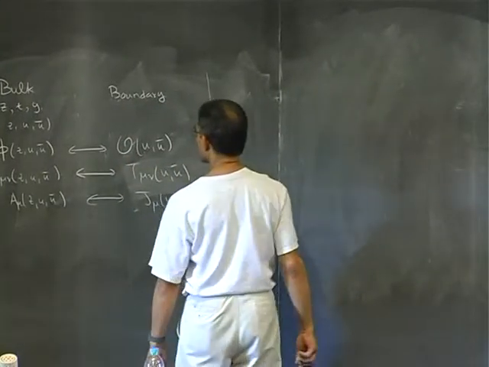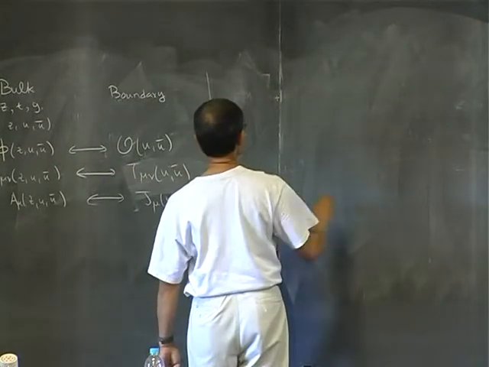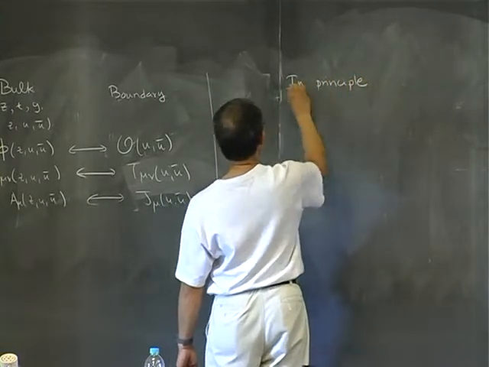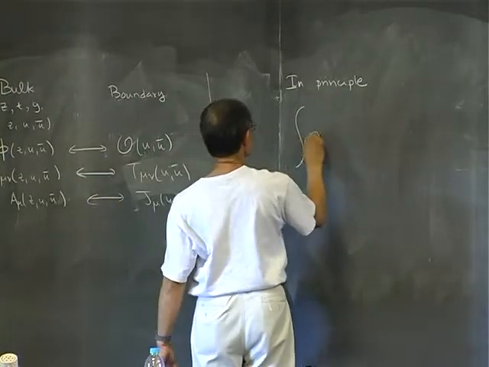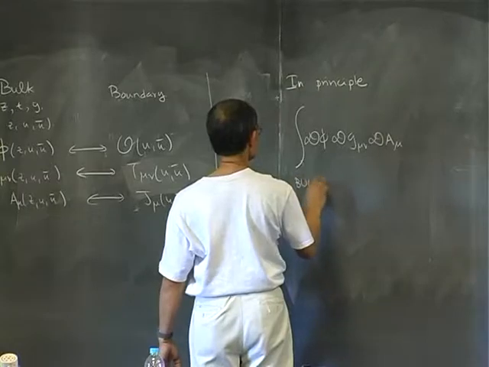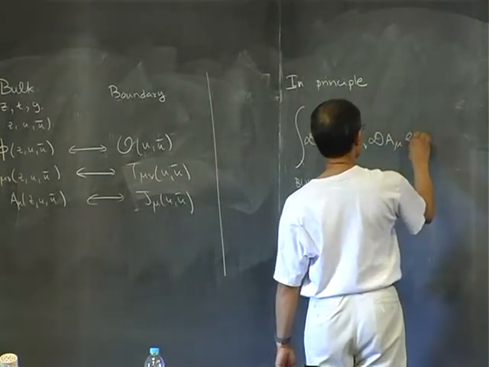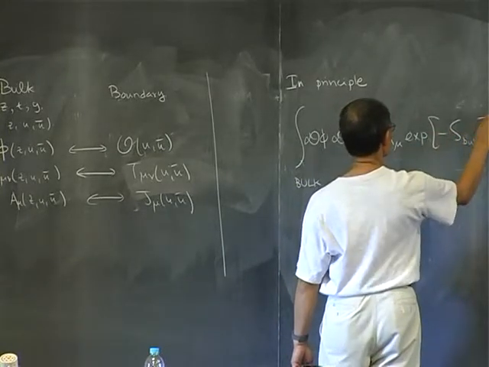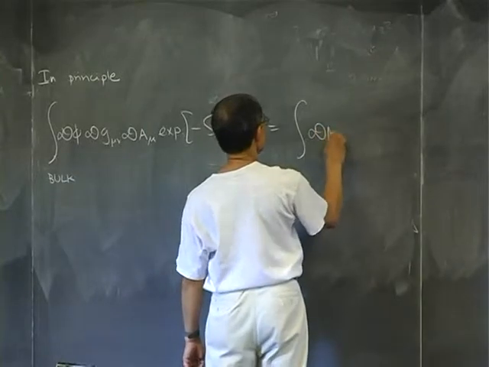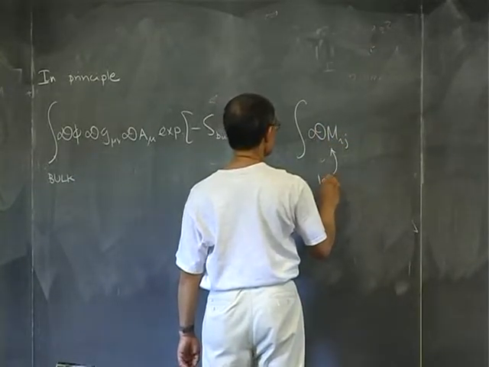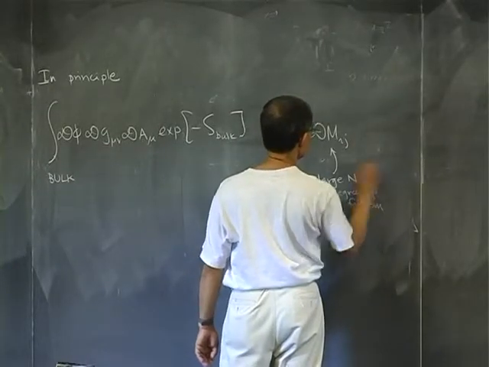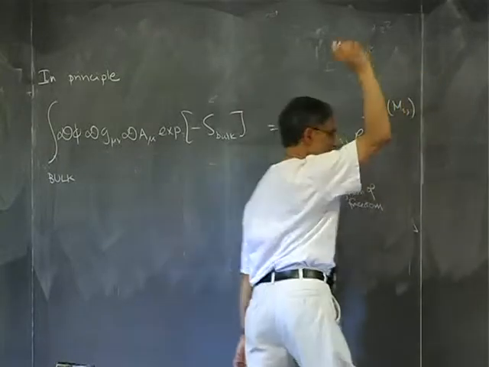What you are supposed to do is to calculate the path integral. In principle, you are supposed to calculate the path integral over all these fields d phi, dg mu nu, dA mu. This is the bulk path integral, exponential to some bulk action, and the claim is this is equivalent to some degrees of freedom which I will generically write as some large N degrees of freedom with some action, typically for example a matrix model you can have.